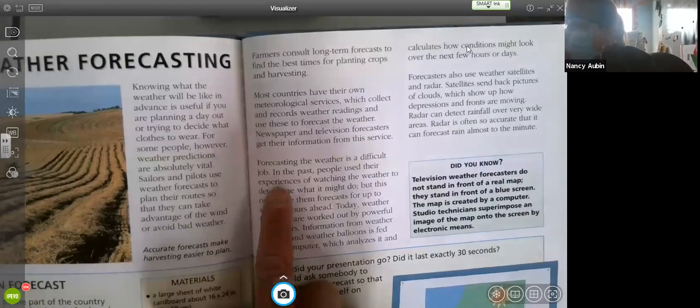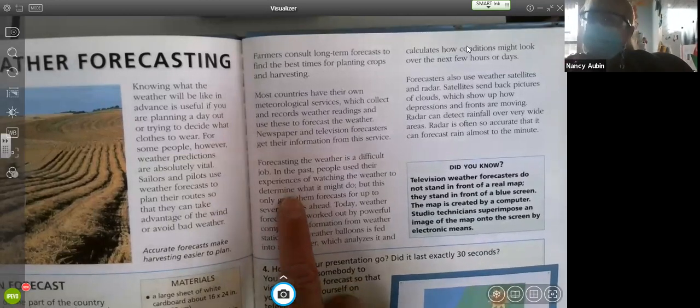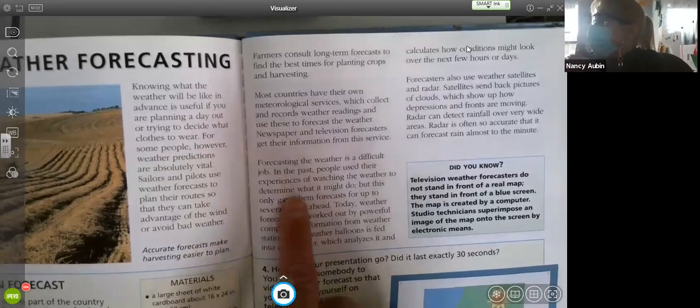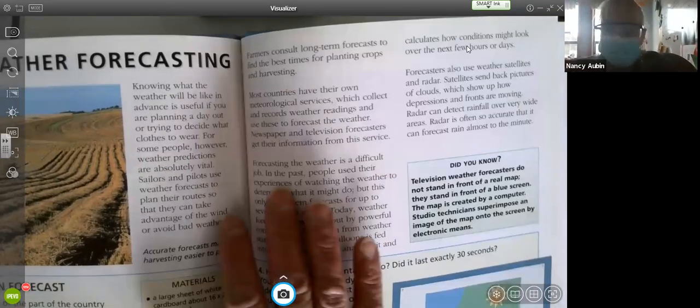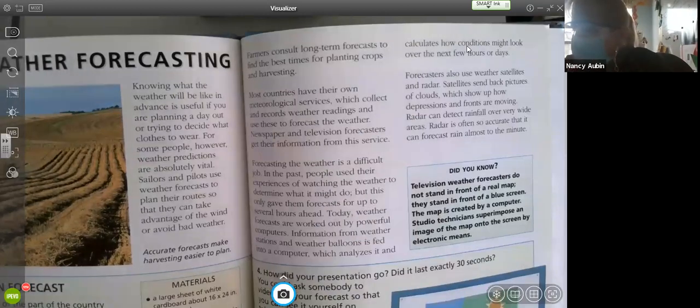Forecasting the weather is a difficult job. You guys have figured that out this week, haven't you? It's been tough going outside trying to figure out what the next day is going to be. And I haven't been right. I thought we were going to get a big storm because our barometer was pointing down yesterday, but we really didn't get much snow or rain. It was very minimal. I was a bit disappointed in my forecasting.